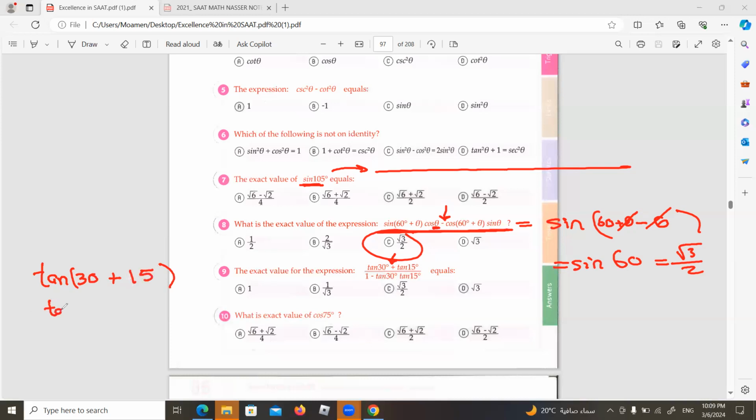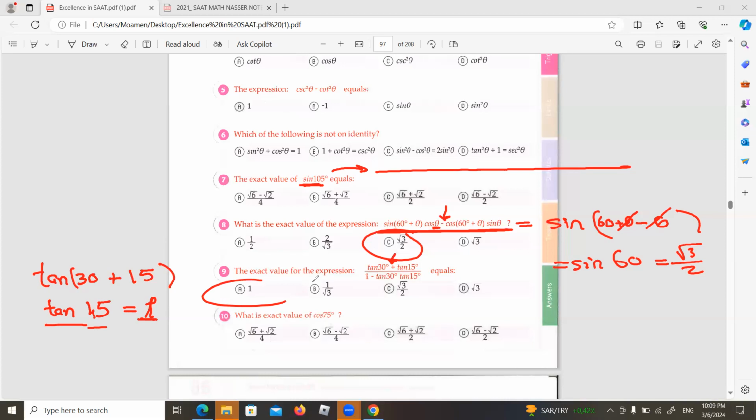So, Mister, it will be tan 30 plus 15. It means 45. Tan 45 is equal to what? It's one of the famous angles, and it's equal to 1. So tan 45 equals 1. So just that. This is the answer of number 9.